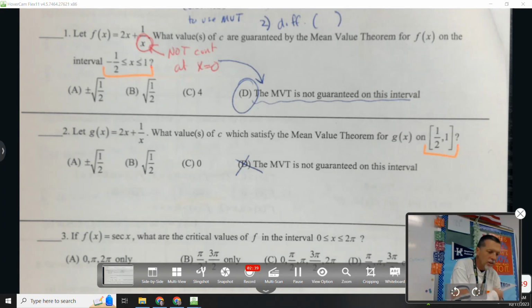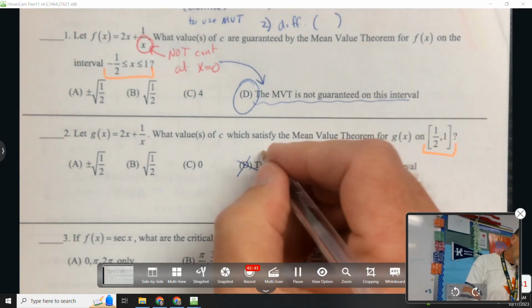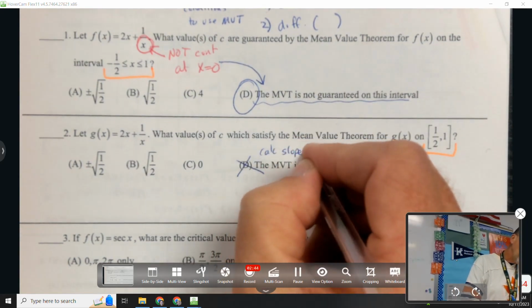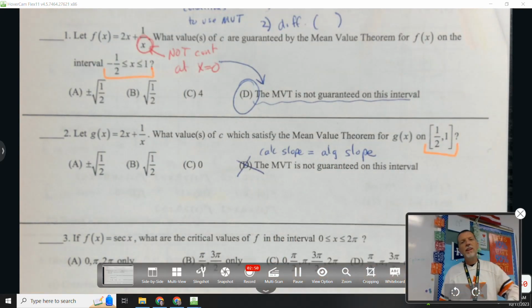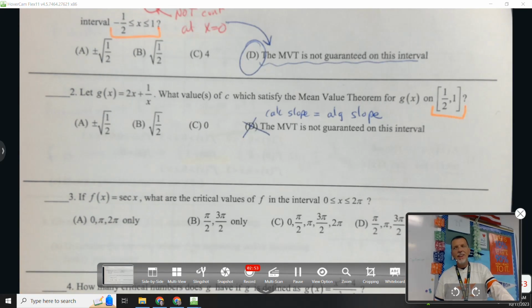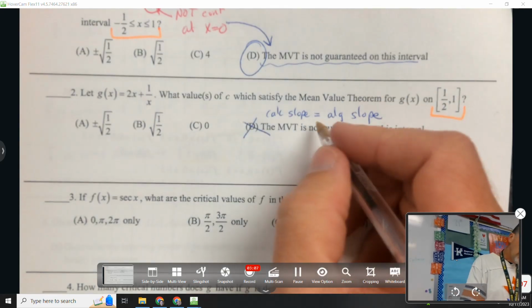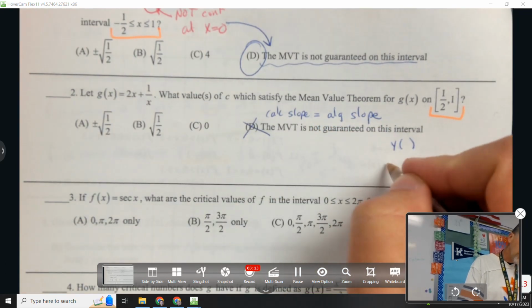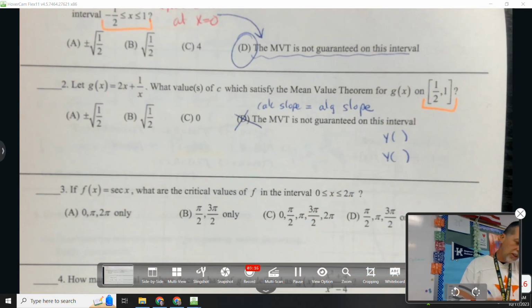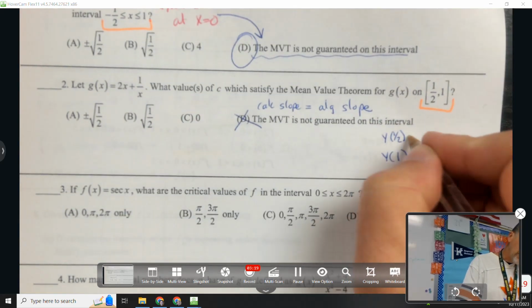So now let's actually work the MVT problem where calc slope equals algebra slope, and we figure out where that is. Little side note, I want to work this problem, but if you're really paying attention, you can get the answer to number 2 without doing much more. We'll come back to that in a minute. All right, calc slope equals algebra slope. So algebra slope, that's y2 minus y1 over x2 minus x1. So let's plug in 1/2 and 1 and see what we get.